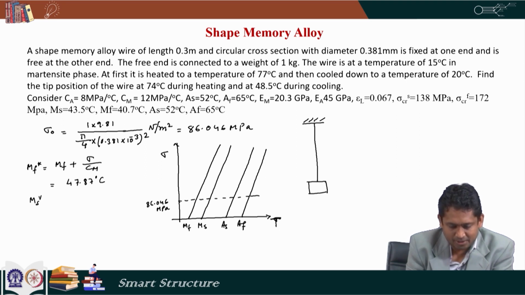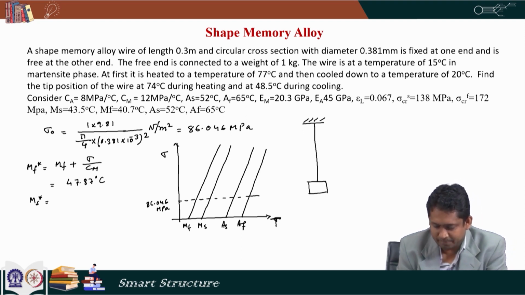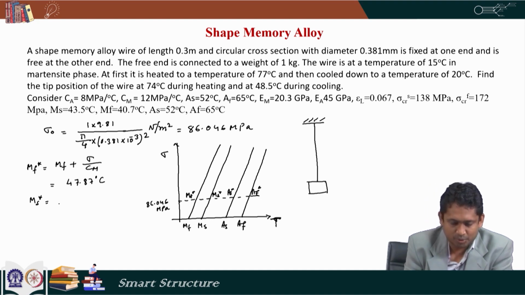And then we have MS star, which means MS at that value of sigma. So, we may denote these as MF star, MS star, AS star, AF star. So, MS star is again MS plus sigma by Cm, and the value comes to be 50.67 degree centigrade.